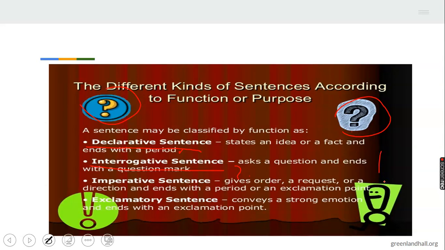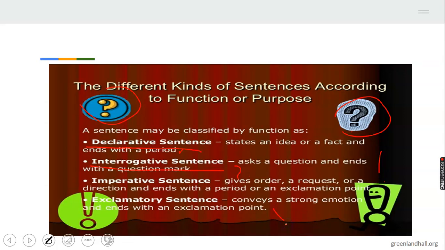So that's an imperative sentence. It gives order, just like command. Some sentence types will call it command for you. Then we have exclamatory sentence. Conveys a strong emotion and ends with an exclamation mark.